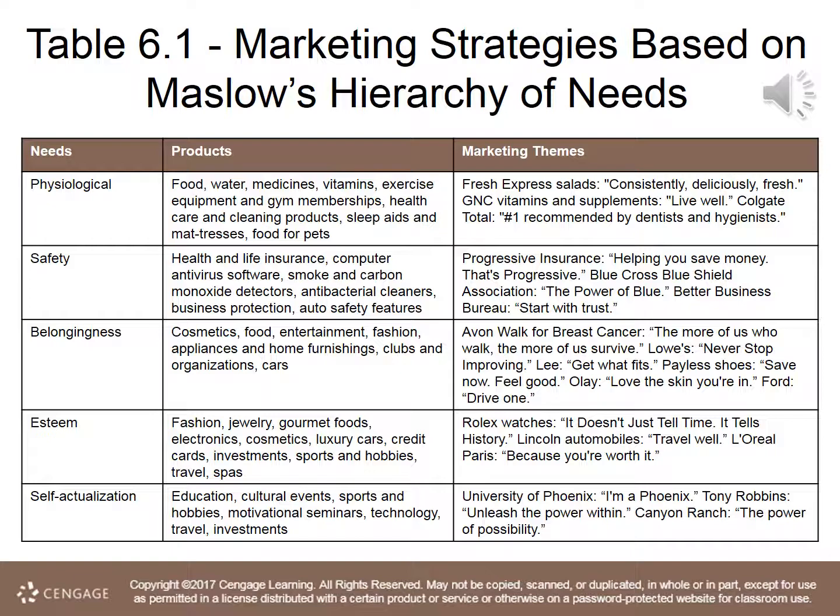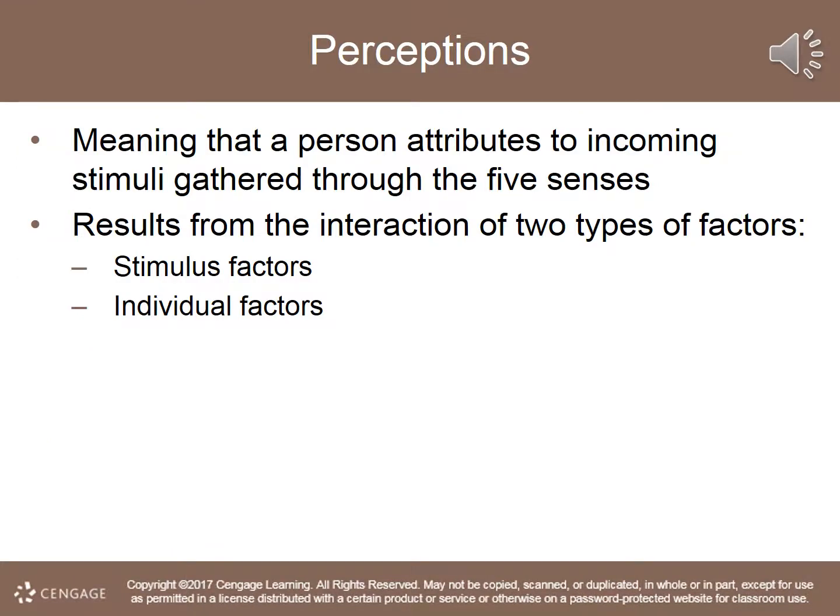Marketers who understand this can create opportunities for their firms by offering money-saving goods and services. Perception is the meaning that a person attributes to incoming stimuli gathered through the five senses of sight, hearing, touch, taste, and smell. A person's perception of an object or event results from the interaction of two types of factors.